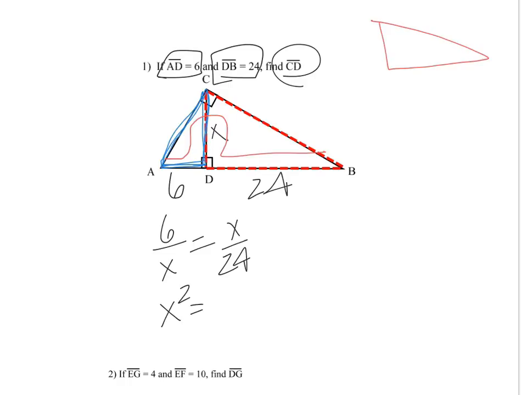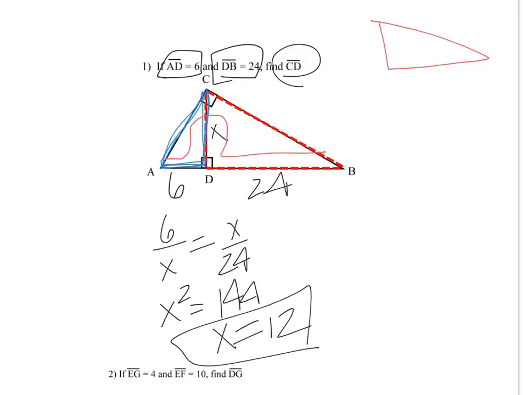When I do the product of the means is equal to the product of the extremes, I get x squared equals 144. And since you all know your perfect squares, now we know x is equal to 12. And that's the solution for that one. Let's take a look at another one.